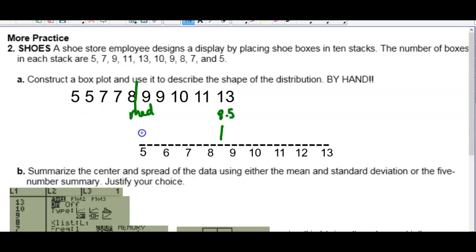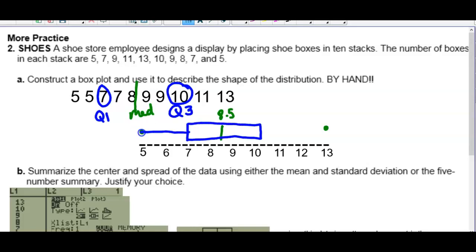Now, the min is 5, and the max is 13. That seems pretty easy, pretty self-explanatory. But the quartiles, I just want you to understand how those are found. Of these 5 data points, you find the middle of those. And so 7 is Q1 because it's the middle of the bottom half. And of the top half up here, the middle data point is 10, which is Q3. So our box would go from 7 to 10 and have whiskers out to 5 and 13.